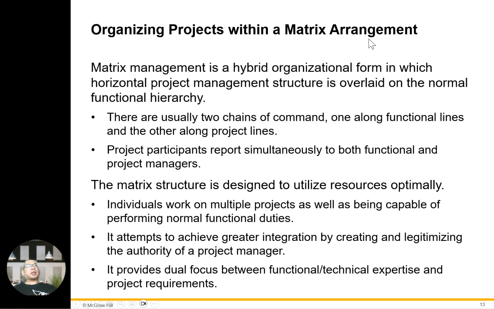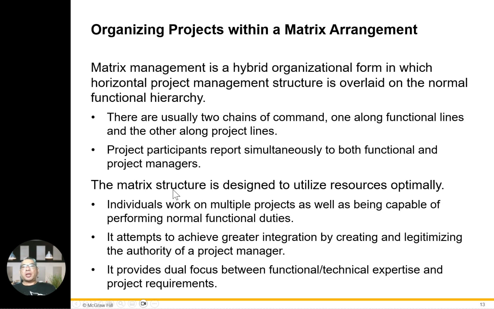Organizing projects with a matrix arrangement. Matrix management is a hybrid organizational form in which a project management structure is overlaid on the normal functional hierarchy. There are usually two chains of command, one along functional lines and the other along project lines. The project participant reports simultaneously to both functional and project managers.